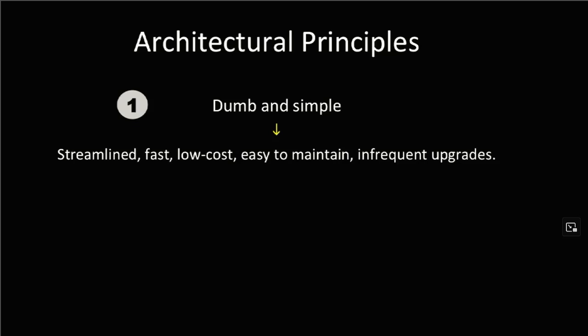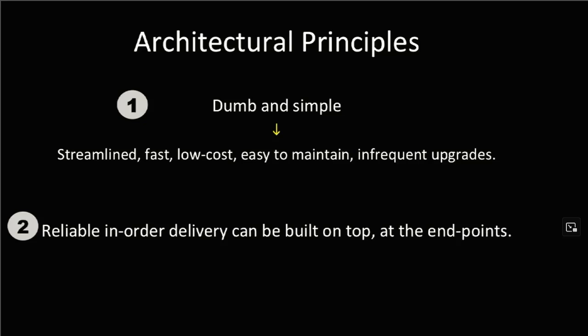So by putting all of the intelligence to the edge, where the reliable in-order delivery would take place, built on top at the endpoints, then you could keep that network dumb and simple. So the intelligent endpoints, coupled with a dumb and simple network, were an important characteristic, an important architectural principle. The third one that I want to mention is decentralized control.